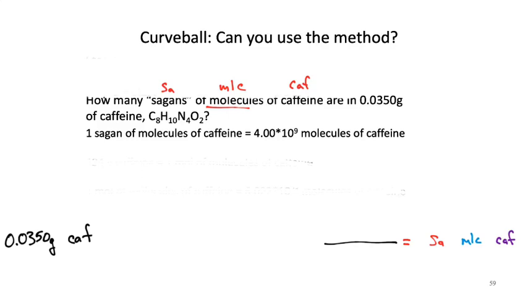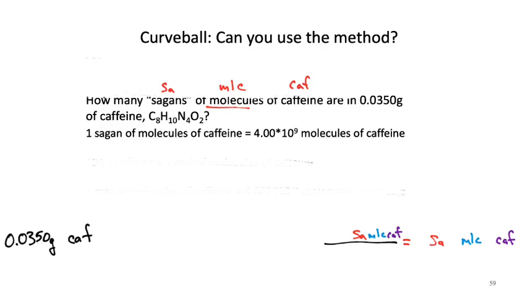What do I want? It's in the numerator, right? Which means when I go through on the left-hand side, where should it show up? In the numerator. Sagan's, molecules, caffeine.